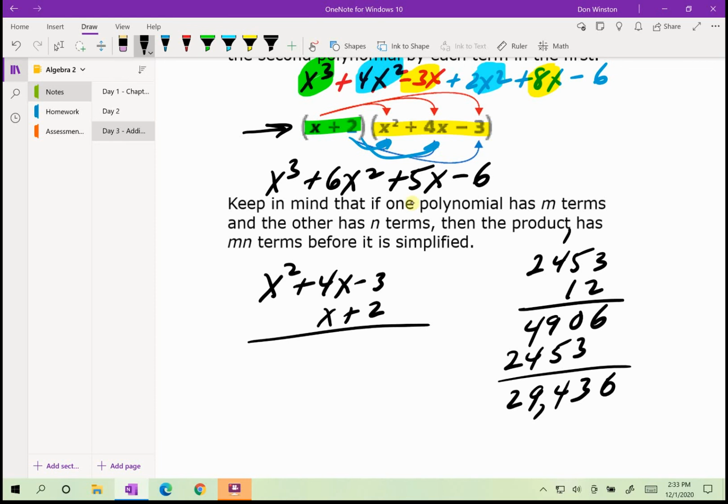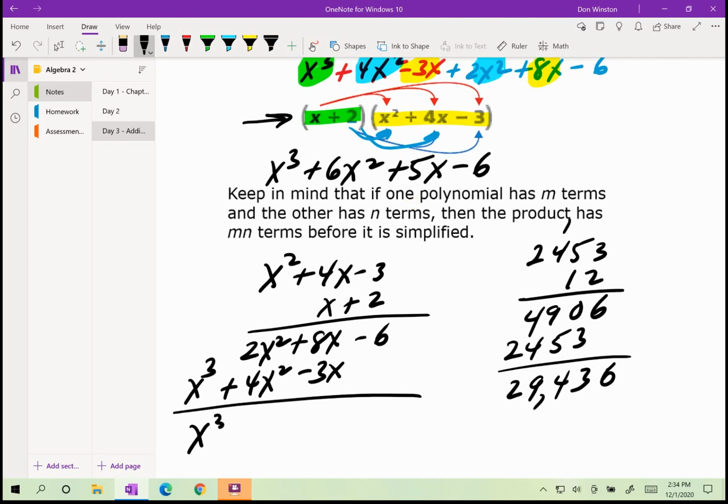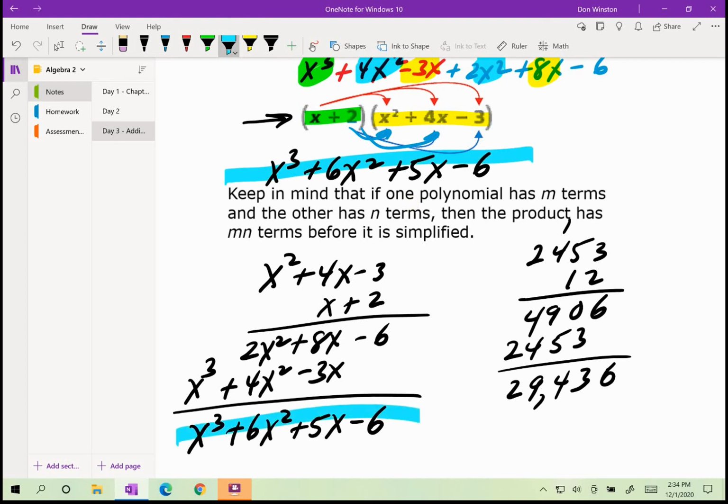Vertical method, 2 times negative 3 is negative 6. 4x times 2 will give me a positive 8x. And then 2 times x squared will give me 2x squared. And then x times negative 3 will give me negative 3x. And then x times 4x will give me a positive 4x squared. And then x times x squared will give me x cubed. And then you add, and you'll get x cubed plus 6x squared plus 5x minus 6, which is exactly what we got before.